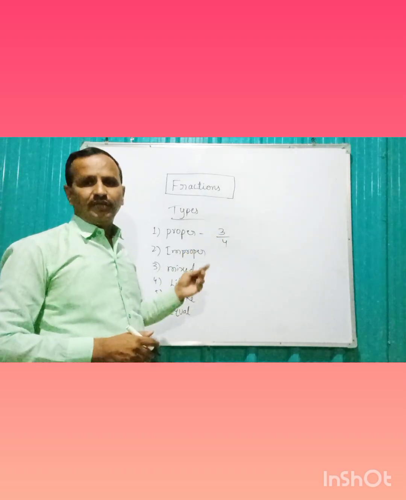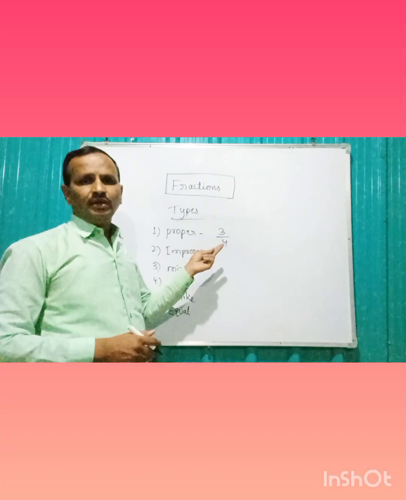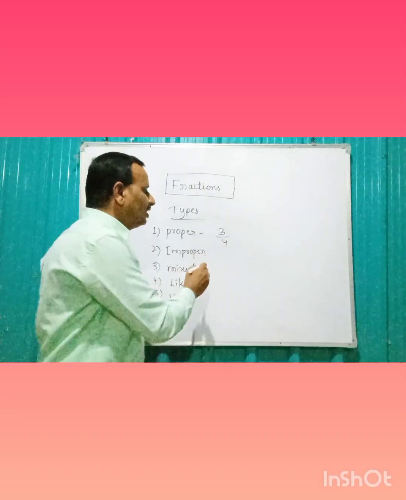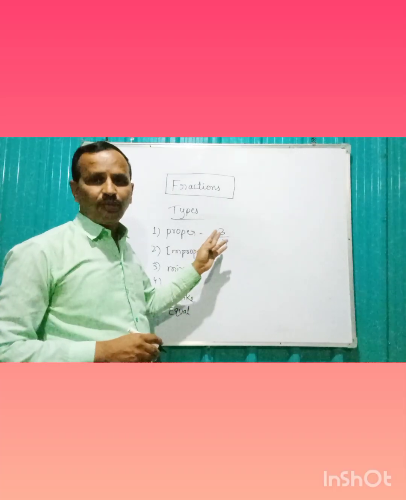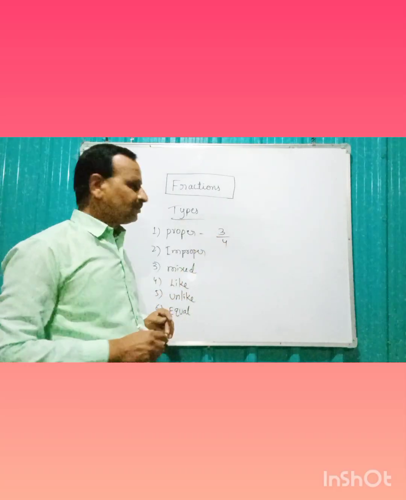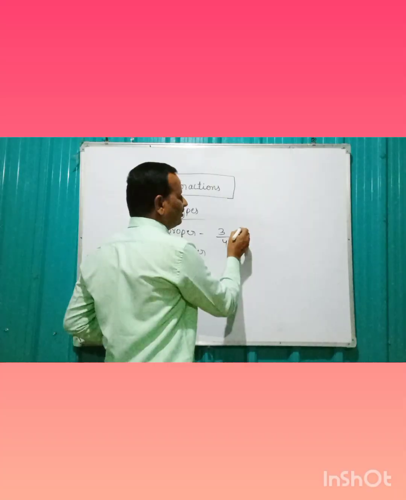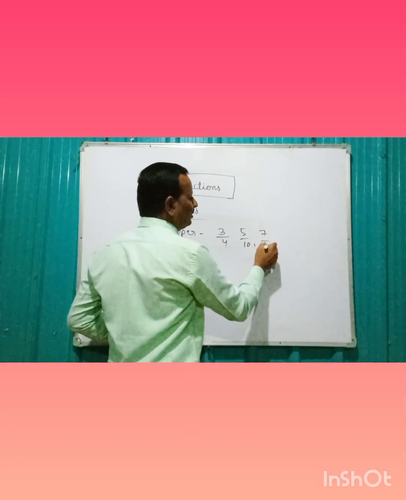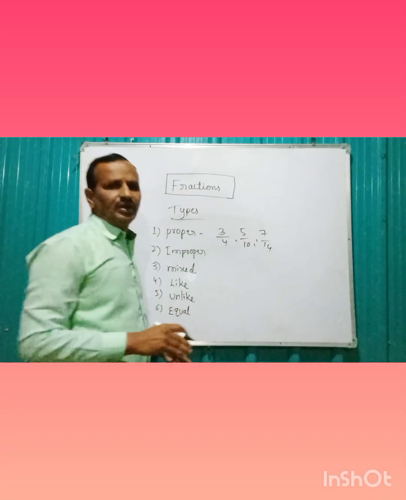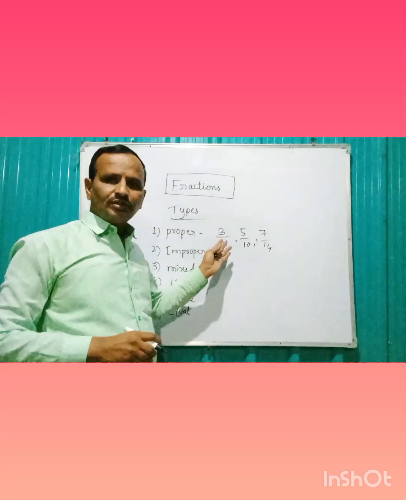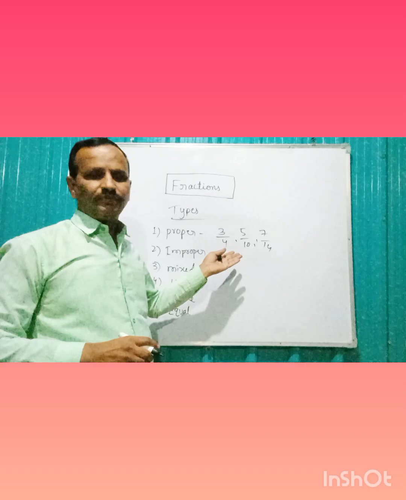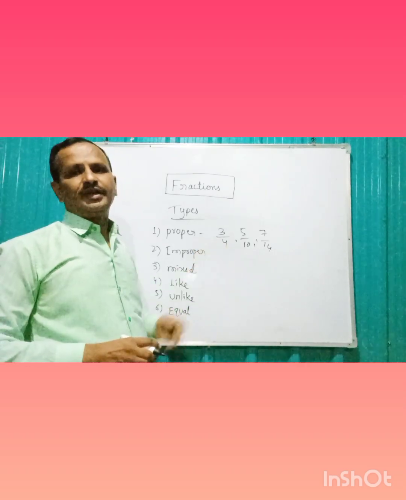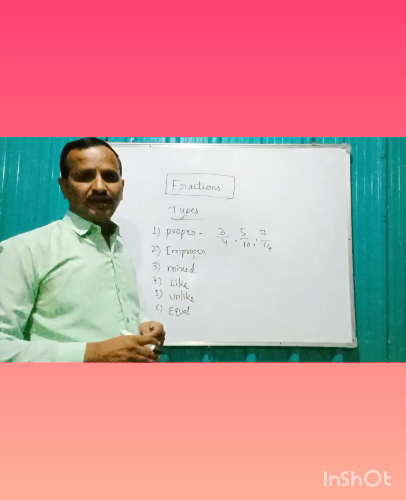That means if the fraction has a small numerator and a big denominator, then we can say it is a proper fraction. Clear? You can give more examples like 5 by 10, 7 by 14, like this. Repeating once again, in a proper fraction the numerator is smaller than the denominator. That is the proper fraction.